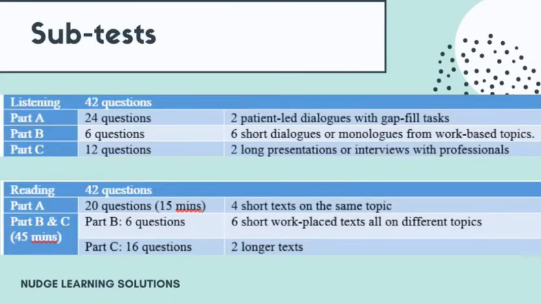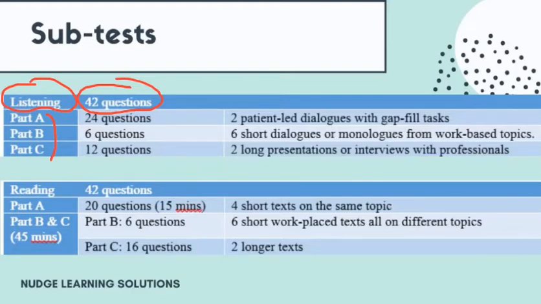Now, what does this test consist of? As I said, there are 4 subtests: listening, reading, writing, and speaking. When it comes to listening, there are 42 questions in the test. There are 3 parts: part A, B, and C. Part A consists of 24 questions, part B 6 questions, and part C 12 questions.